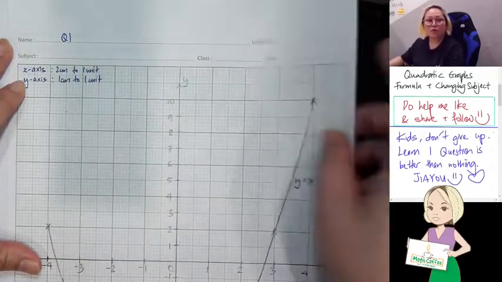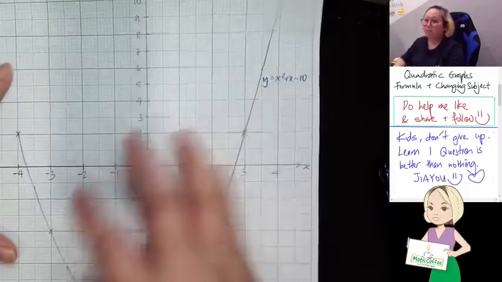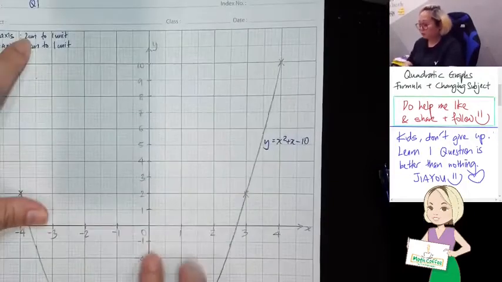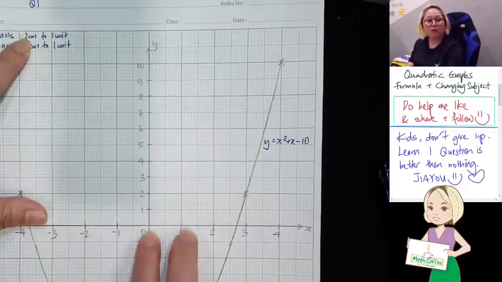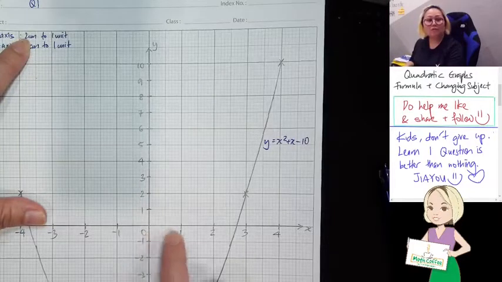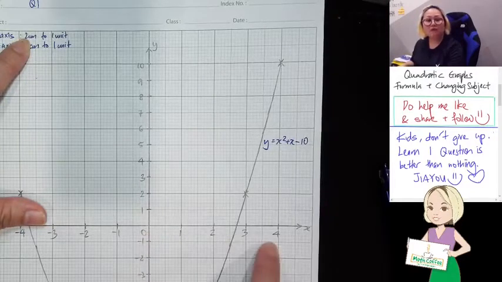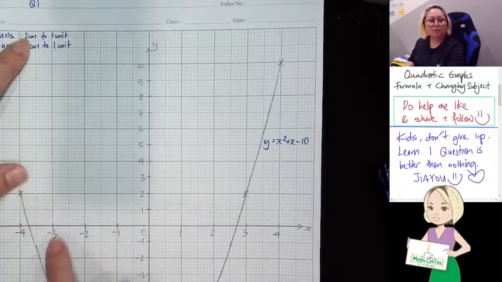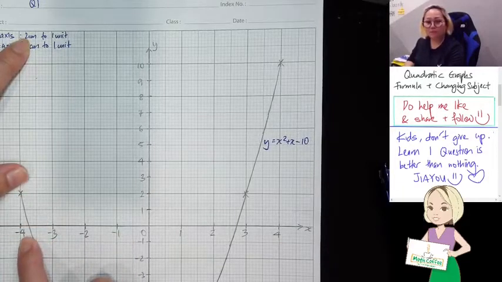So all you need to do is come down to here. Remember just now our x is minus 4 to 4. So my x-axis is 2 cm to 1 unit. So 2 small squares is 2 cm. So 0, 1, 2, 3, 4. Arrow x-axis. Minus 1, minus 2, minus 3, and minus 4.